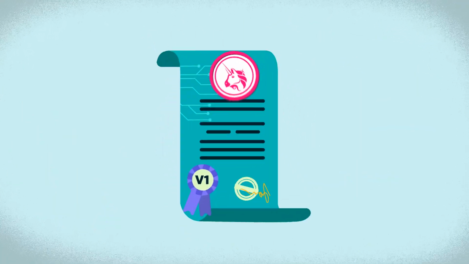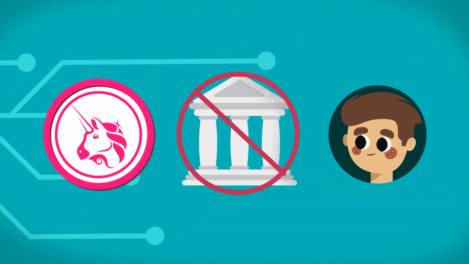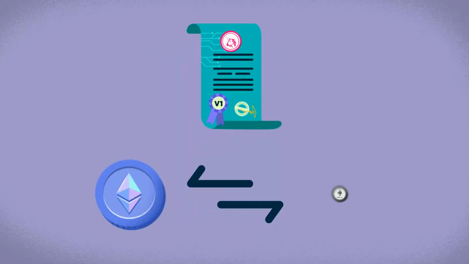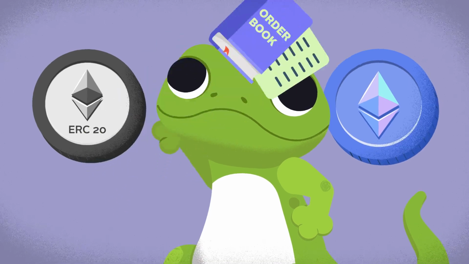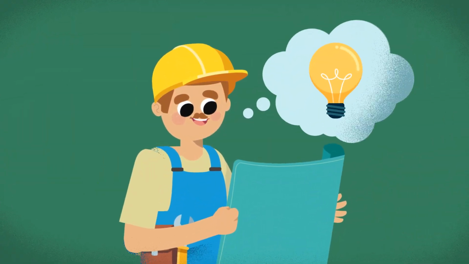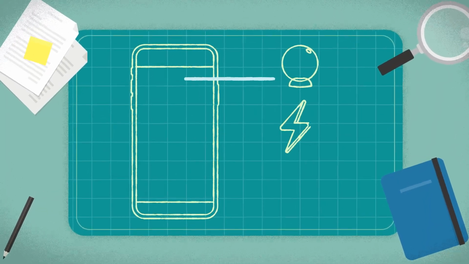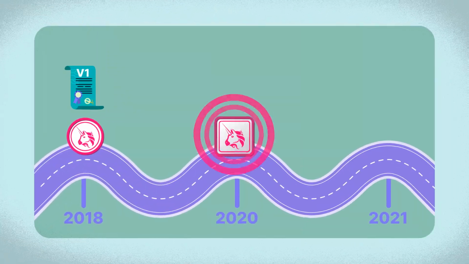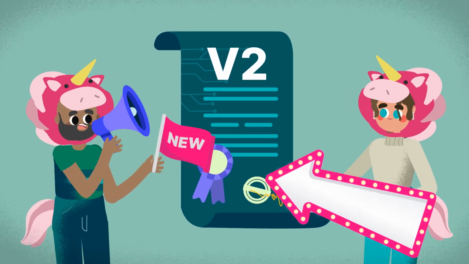The DEX's V1 was launched in 2018 with the simple goal of eliminating middlemen in crypto trading, and with V1, users could swap between ETH and ERC20 tokens without centralized exchanges' traditional order books. But the developers wanted to add more features, and since they can't just modify existing smart contracts due to their immutable nature, they launched Uniswap V2 in 2020 and encouraged users to switch to it.